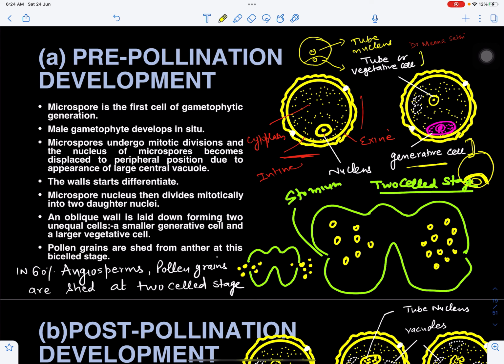One is the tube nucleus or vegetative nucleus, the second is the generative cell. So this is the two cell stage. In 60% of the angiosperms, the flowering plants, pollen grains are shed at this two cell stage, that is the tube or vegetative cell and the generative cell. In the rest of the angiosperms, they may be liberated at the three cell stage.